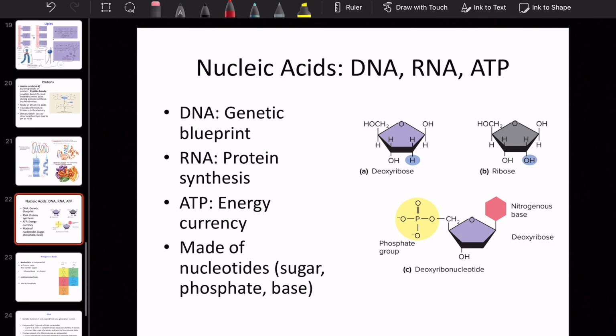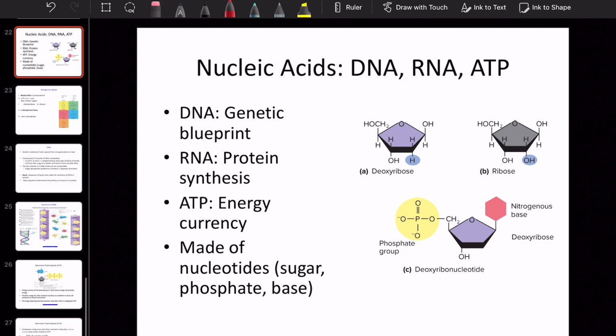Then we're going to talk about the nucleic acids. Nucleic acids are DNA, RNA, and adenosine triphosphate, which is ATP. DNA is the genetic blueprint of any organism: plants, animals, fungi. RNA is for protein synthesis. RNA is very important for protein synthesis. DNA has the blueprint, then it's going to make RNA.